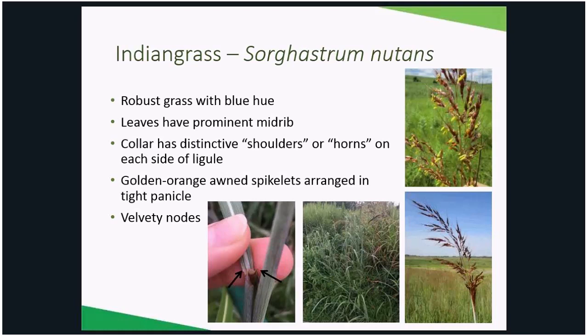Again, if you're able to catch it when it has its inflorescence, you can see that it's very golden orange. And it is very silky smooth as well. So if you're able to run your hands down along that inflorescence, you'll feel that it's a very silky grass. On the inflorescence, but not on the leaves, just to clarify.